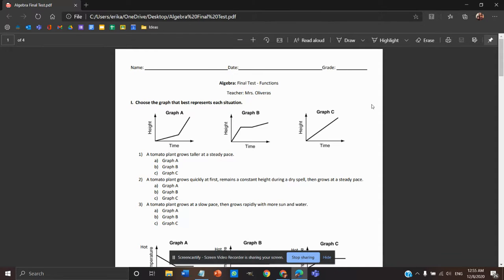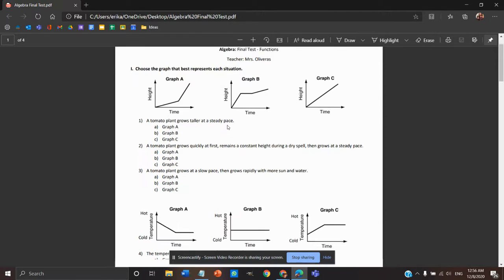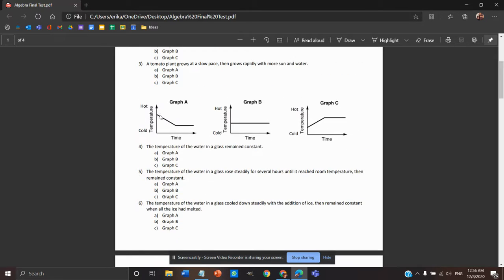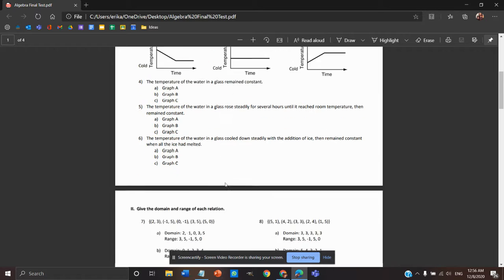So this is going to be an overview of what your Algebra 1 final test is going to look like. It's going to be something like this. On the first part, you're going to choose the graph that best represents a situation, and we have done something very similar to this. You have three different situations. Those three situations are for those three graphs right there. You're just going to see the relation between the graph and the situation, which graph goes with what situation. And again, you're going to do the exact same thing for those three exercises.